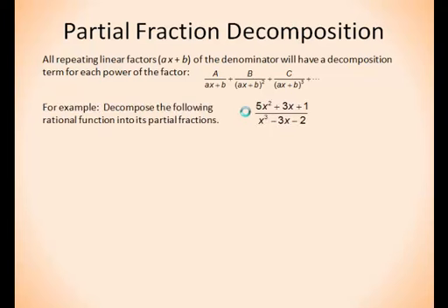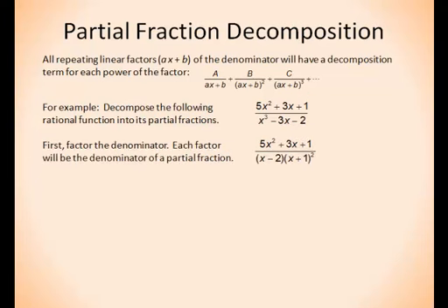Let's decompose this rational function right here. The first thing I need to do is factor my denominator. When I do that, I see that I have a factor here of x minus 2, that's a non-repeating linear factor, and I have a factor of x plus 1, quantity squared. This is a repeated linear factor. So I'm going to have decomposition terms of this form.